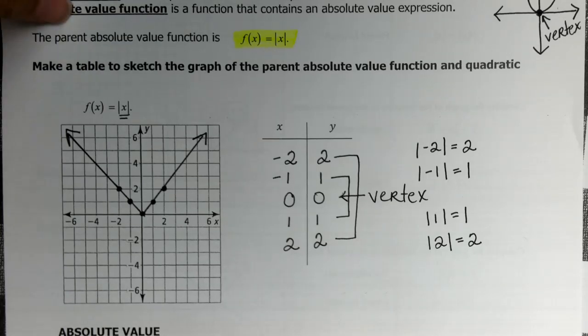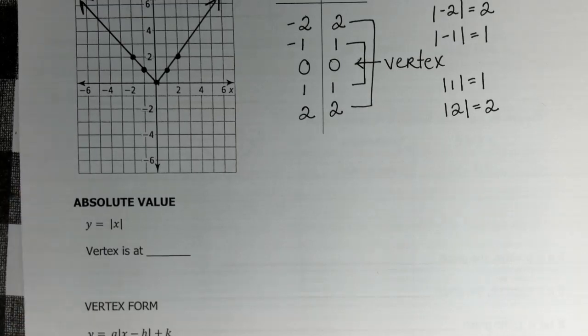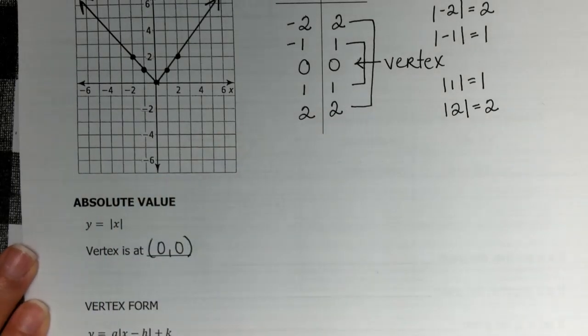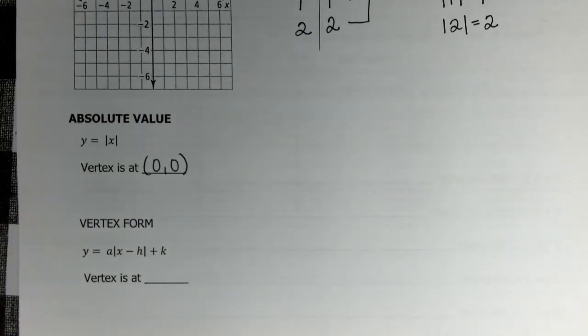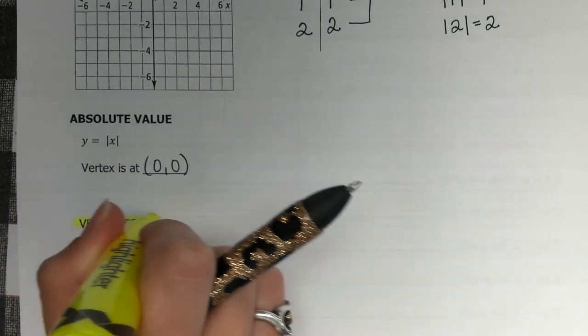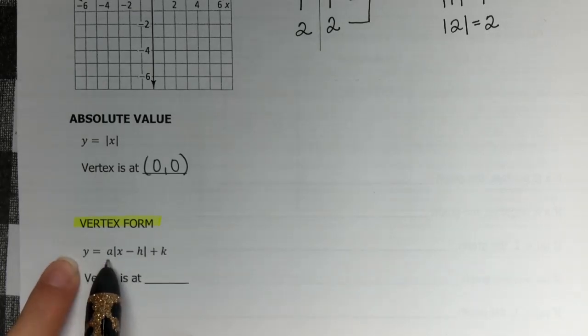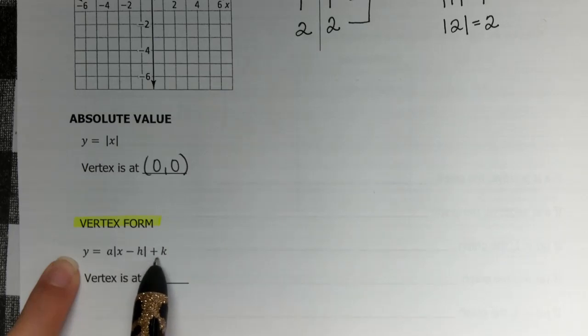All right. So again, it just reiterates that for y equals the absolute value of x, the vertex is at 0, 0. Okay? But now we're going to look at vertex form. Vertex form is going to be key in everything we look at for this particular lesson, and that's going to tell us our transformations. Okay? So, I have y equals a, times the absolute value of x minus h, plus k.